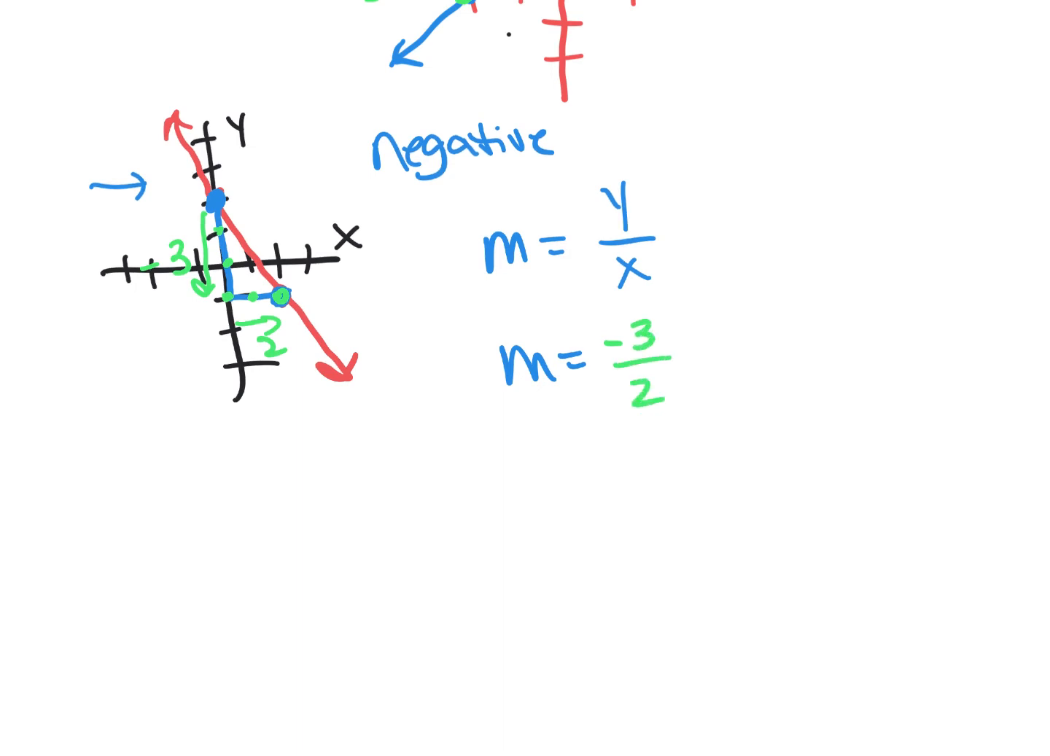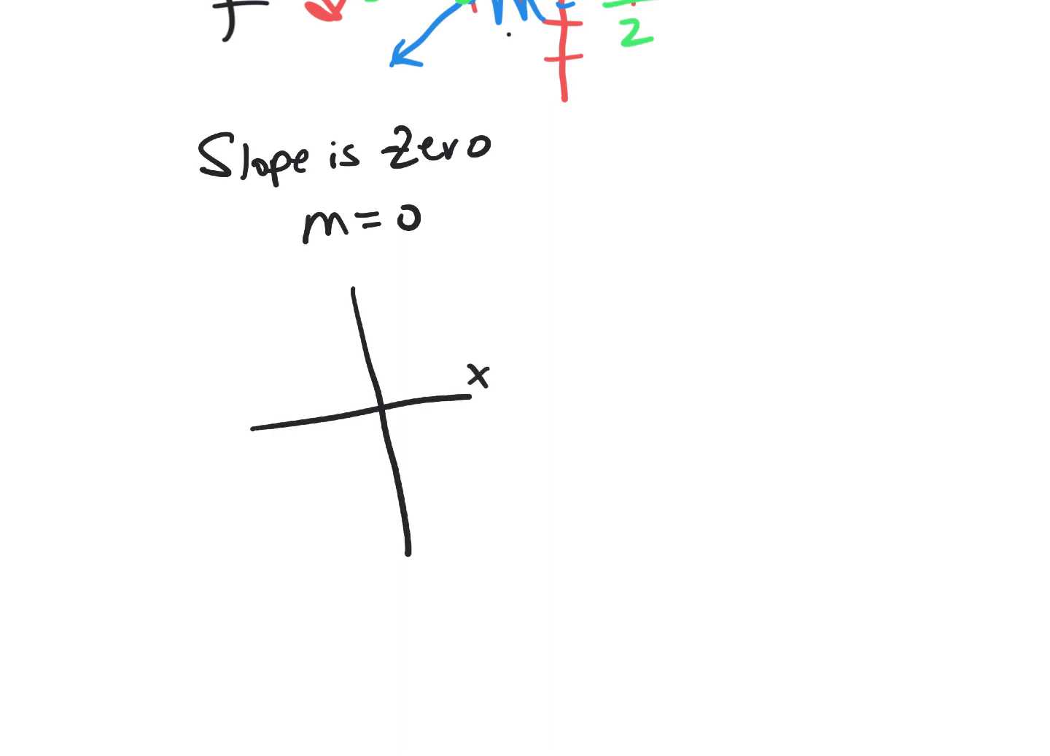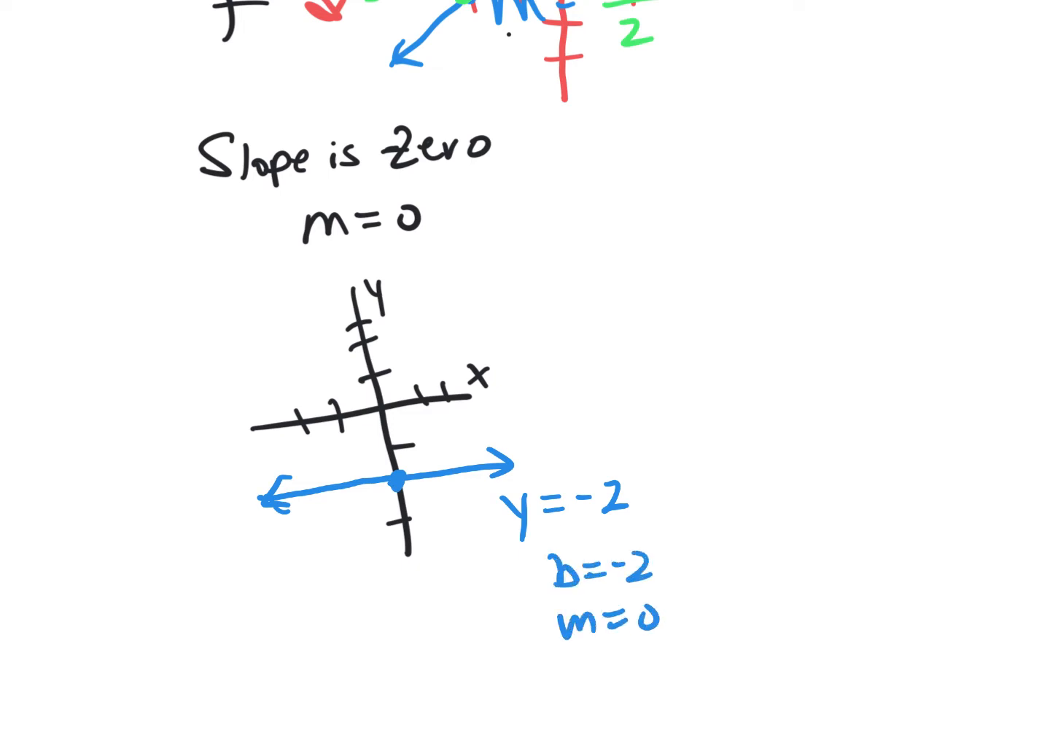Okay? Then we have when the slope is 0. So m is 0. So I'm going to do a graph here, x, y. And I'm going to do a line. This is y equals negative 2. And when y equals and there's no x value, my y-intercept is negative 2. And my slope here is 0.